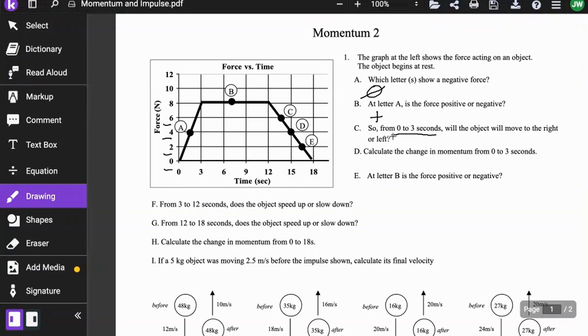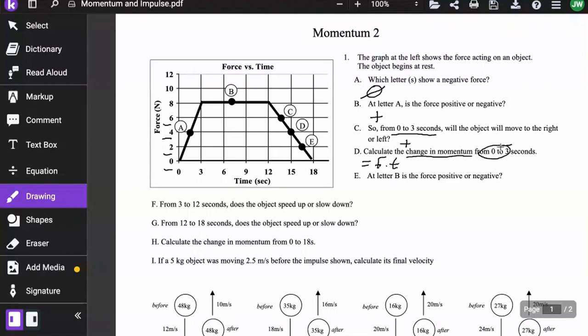So from 0 to 3 seconds, will the object move to the right or left? So if the object begins at rest, we're going to say that from 0 to 3 seconds, if we give it a positive force, it's going to move to the right.